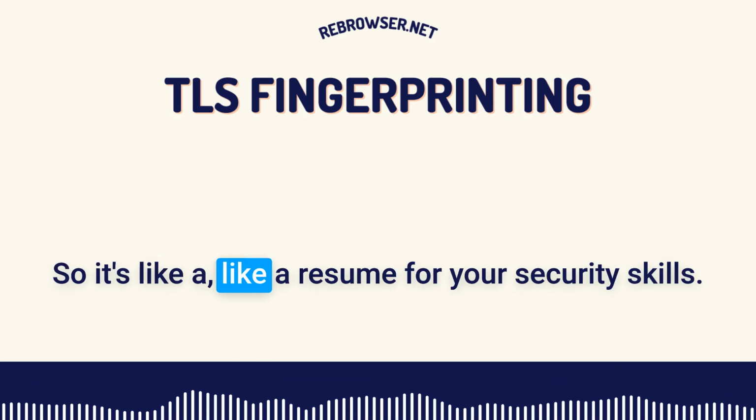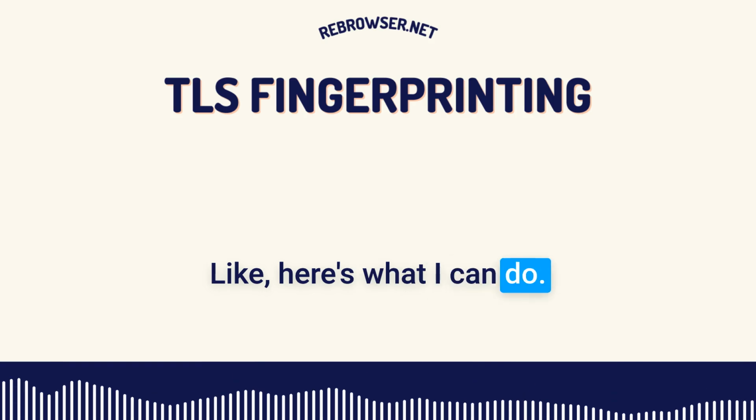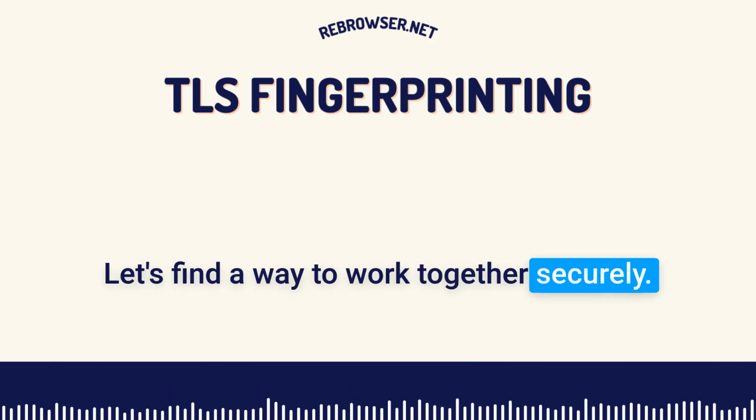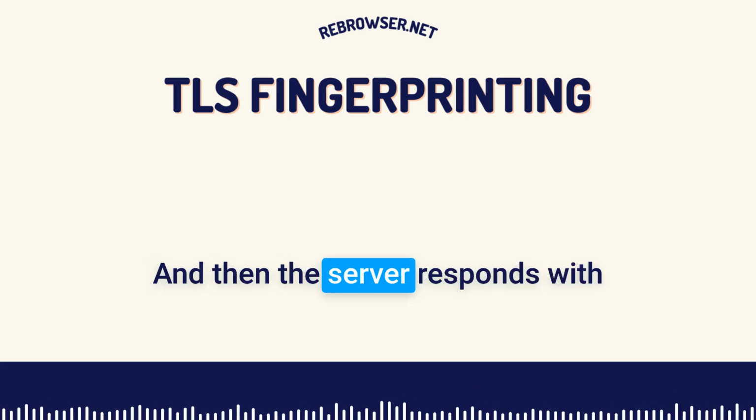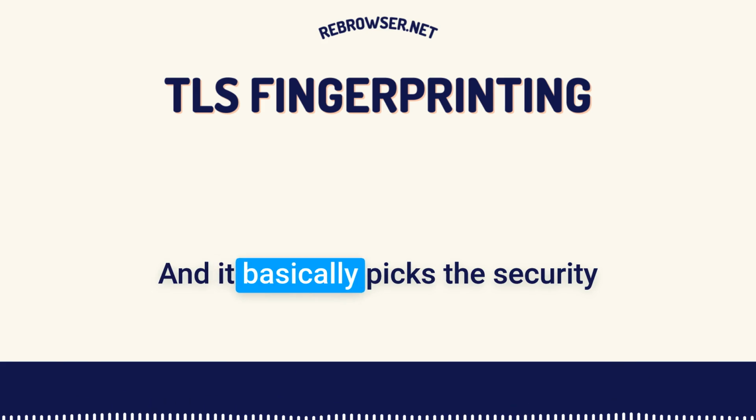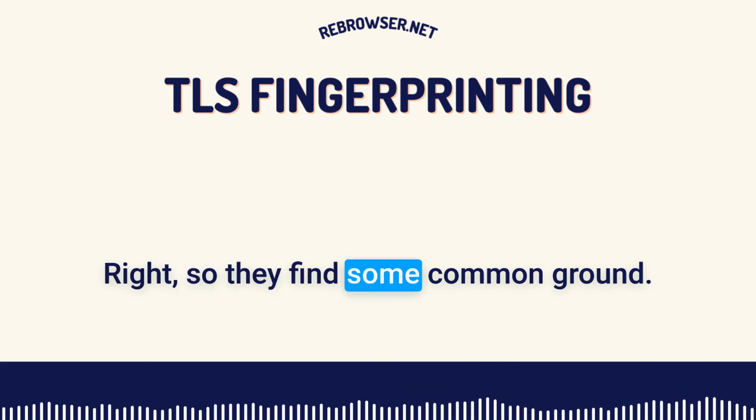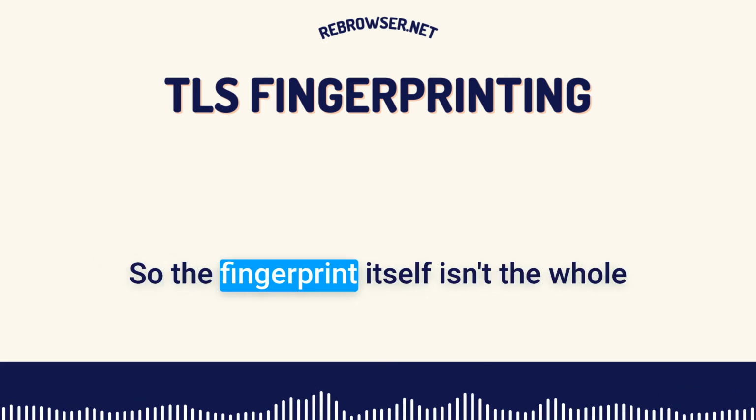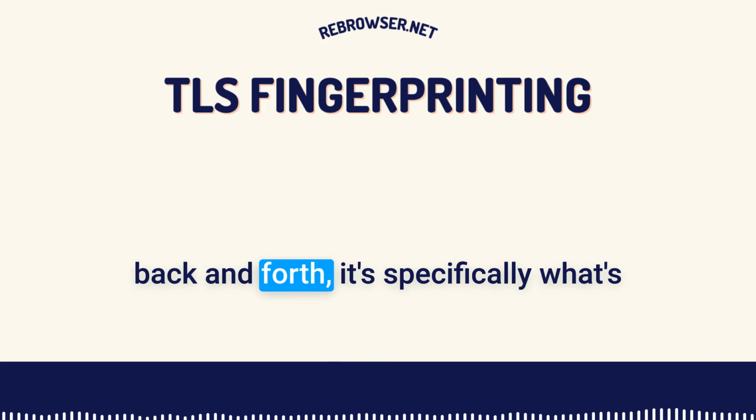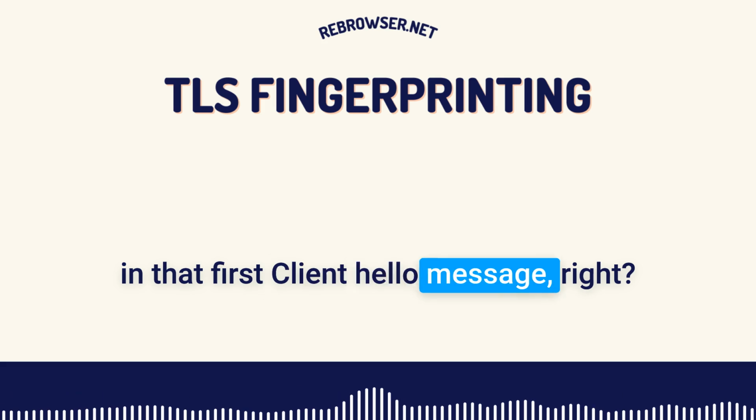So it's like a resume for your security skills. Yeah, exactly. Like, here's what I can do. Let's find a way to work together securely. And then the server responds with its own server hello message. Oh, okay. And it basically picks the security settings that both sides can agree on. Right, so they find some common ground. Exactly. So the fingerprint itself isn't the whole back and forth. It's specifically what's in that first client hello message, right?